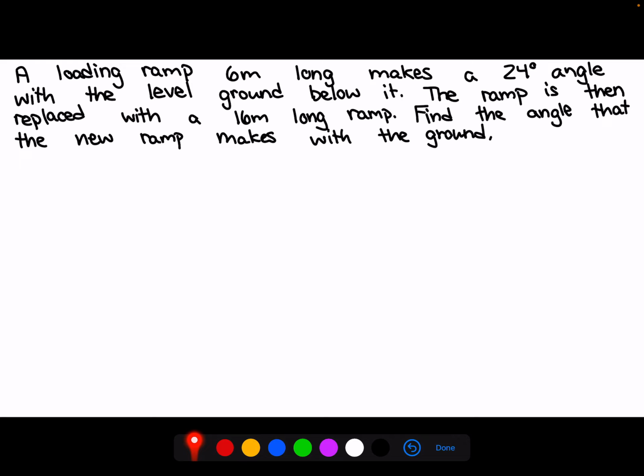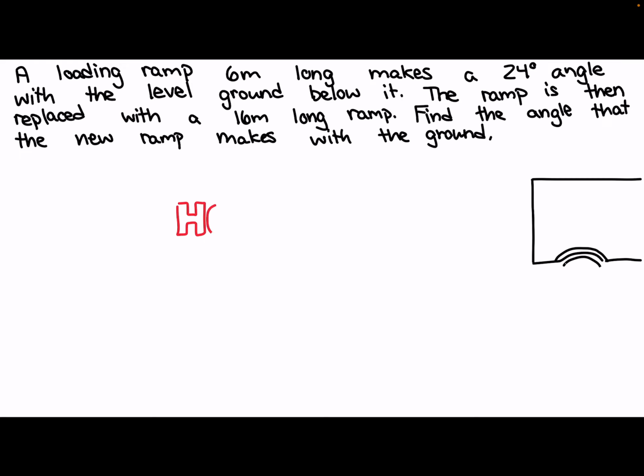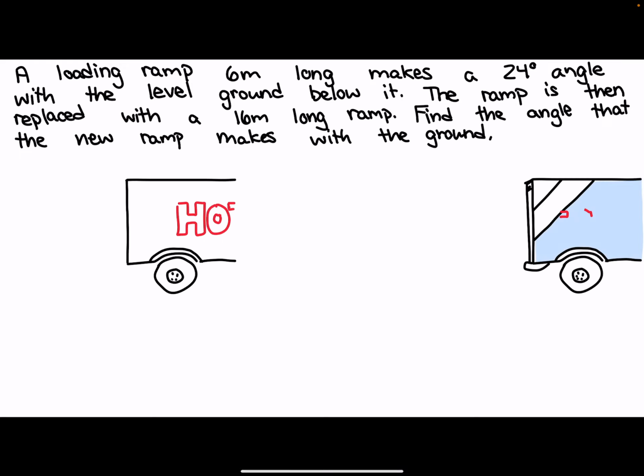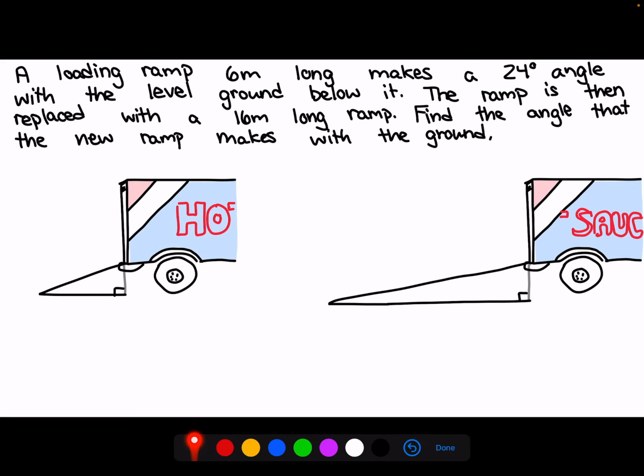So first thing I'm going to do is draw up my truck, my hot sauce truck. So here's my hot sauce truck. I drew it in two different sections, and that way we can see what it looks like using two different ramps. So for my first ramp, I know that I have a length of 6 meters for the ramp, and that it meets the ground at 24 degrees. On the other ramp, we have a length of 16 meters, and we want to find the missing angle.